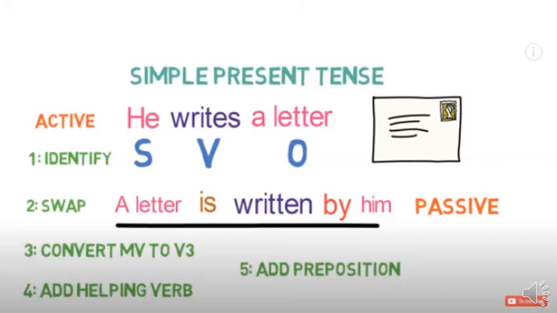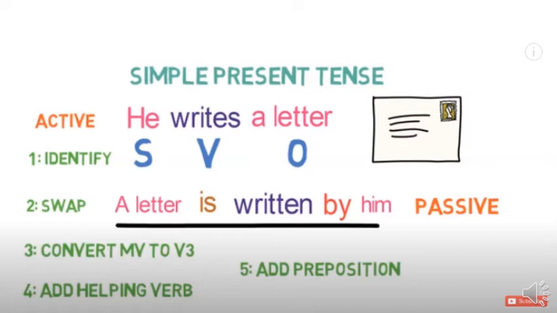Now that we have identified the subject, object and verb, let's move to the next step. Step number 2, that is swapping. Now we need to swap subject to object and object to subject. So a letter will come at the first place and he will change to him and it will be positioned last. Now step 3. We need to convert main verb to the third form of verb. So it will be written in place of write, it will be the third form of write as written.